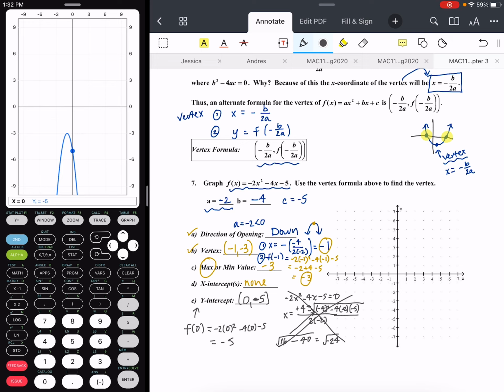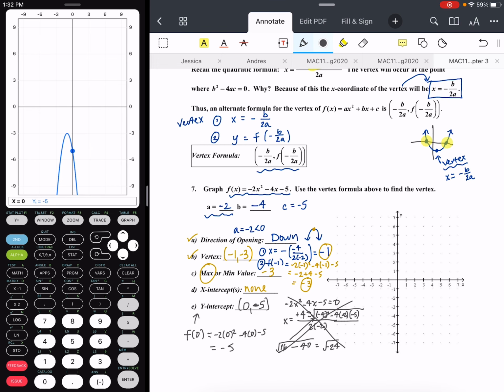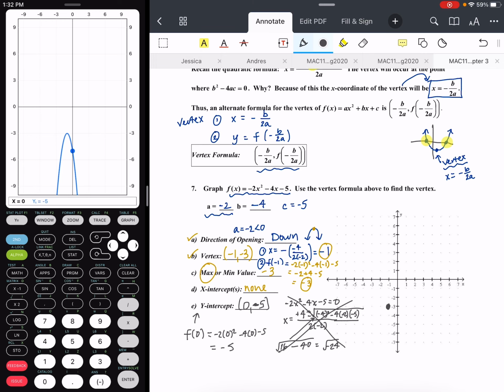Okay, so let's go ahead and sketch this out. I have my vertex at negative 1, negative 3. So that would be right here. And by the way, axis of symmetry would be at x equals negative 1. I can go ahead and sketch that out. X equals negative 1. No x-intercept. My y-intercept will be 0, negative 5.